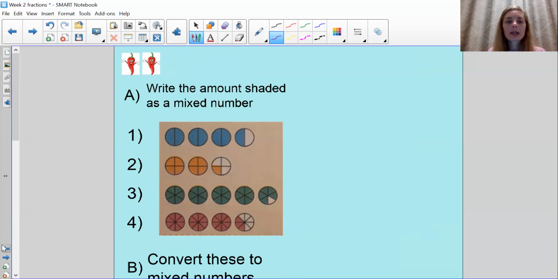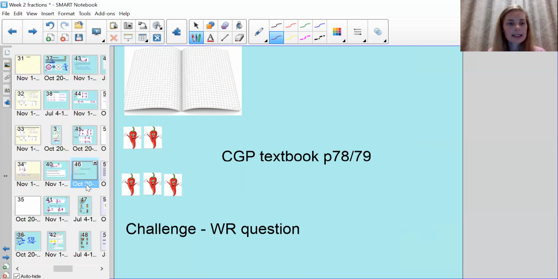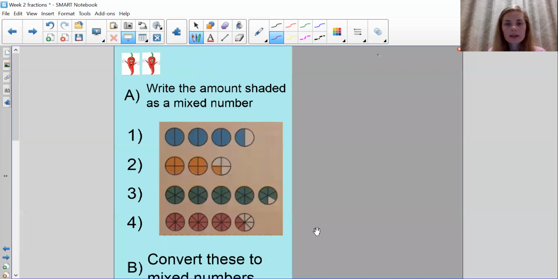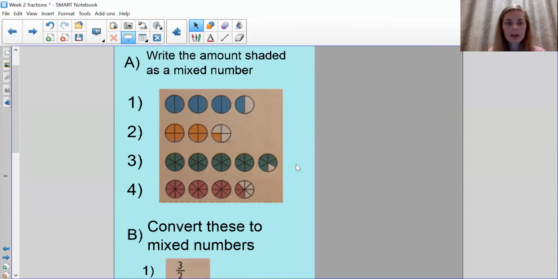Right, so you're going to be doing some activities now. There are 2 or 3 chilies today, and there's a challenge for everybody to try and do at the end, all right? So have a look. I've got the answers on the sides here. So if you're doing the 2 chilies, I would like you to write the amount that has been shaded as a mixed number for me. So how many whole parts do you have and how many are you left with?